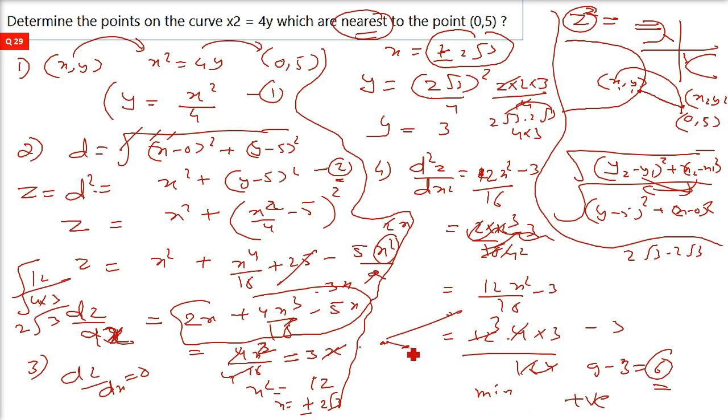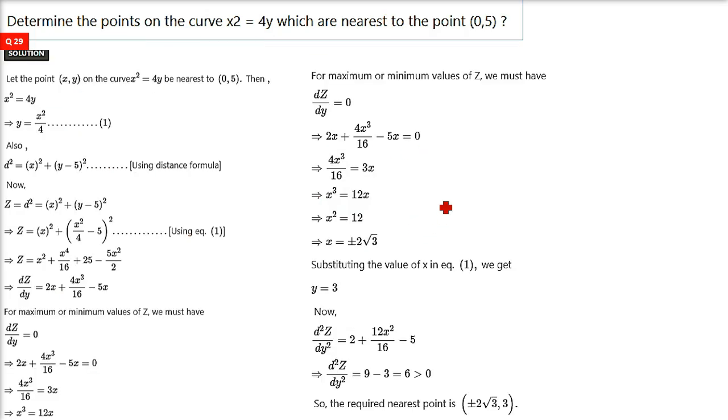So the shortest distance and the longest distance. Nearest is shortest. You might be thinking I am reiterating and telling things again and again, but when I say it so many times, it will be fed into your subconscious. Even in your dream you will see, oh, nearest or lowest means positive, the highest or the maximum, you should get a negative in d2z by dx square.